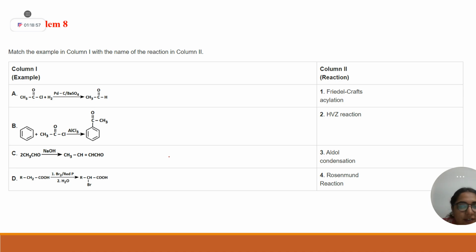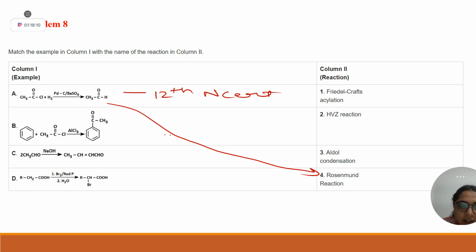Ma'am, first will be Rosenmund reaction. Okay, covered in your class 12th NCERT, right? Yes, ma'am. Aldehydes, ketones and carboxylic acids chapter. Second is Friedel-Crafts acylation. Okay, covered in first class, I think. What is this reaction? Aldol condensation.